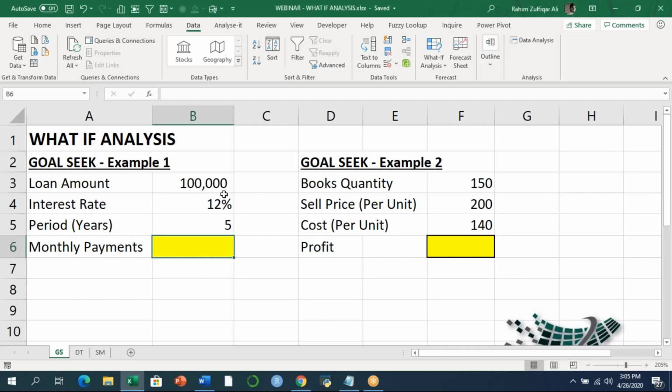So I have two examples. The first one is, for example, we are getting a loan of 1 lakh rupees, and the interest rate is 12%, and the time period is 5 years. First we need to derive the monthly payment, that is, how much we will pay to a bank in order to return the loan which we are acquiring today as a present value of 1 lakh rupees.